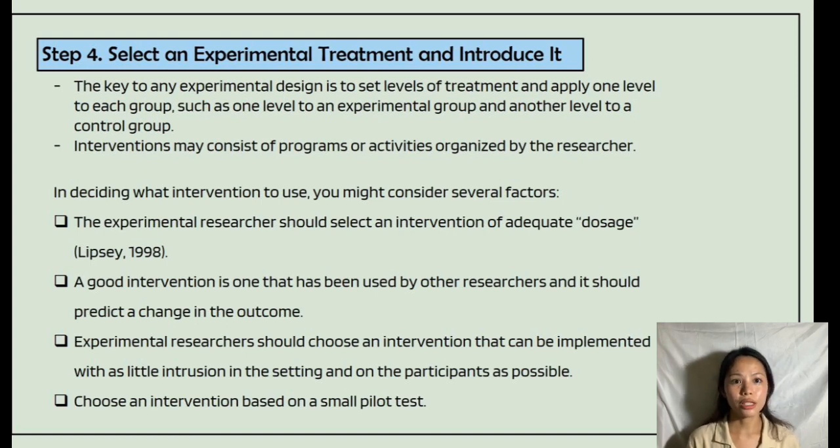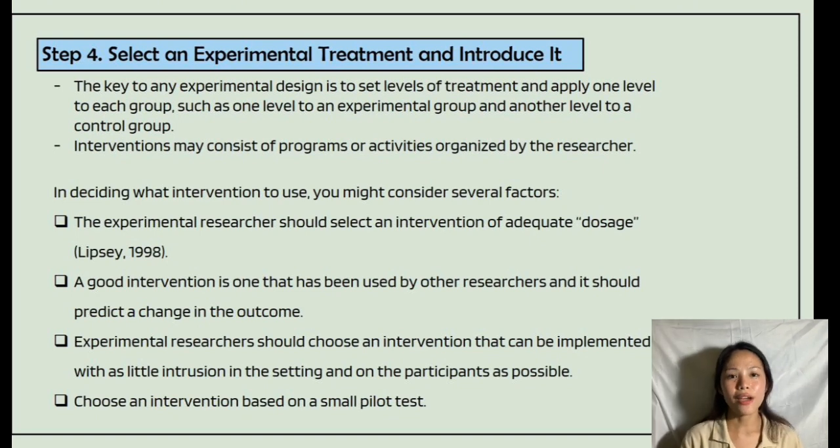Choosing interventions that can be implemented with minimal disruptions helps maintain the ecological validity of the study, ensuring that the findings accurately reflect real-world conditions. The last factor is to choose an intervention based on a small pilot test. It is a process where the researchers select a group of participants in the population and provide the intervention to them. By testing the intervention on a small scale, researchers can assess its feasibility, acceptability, and potential effectiveness before committing to a full-scale implementation.